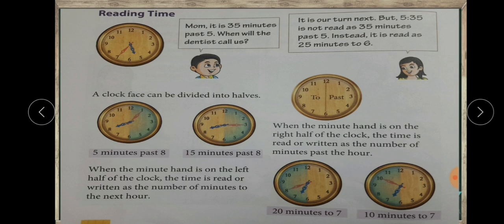Okay children, in this next clock, the hour hand is in between 6 and 7 and the minute hand is on 10. So we can read the time as 6:50. The 10 indicates 50 minutes. So we can read the time as 6:50 and also 10 minutes to 7. That means there are 10 minutes remaining to reach 7 o'clock. Clear children? We never read the time as 50 minutes past 6. We use 10 minutes to 7 to read the time.